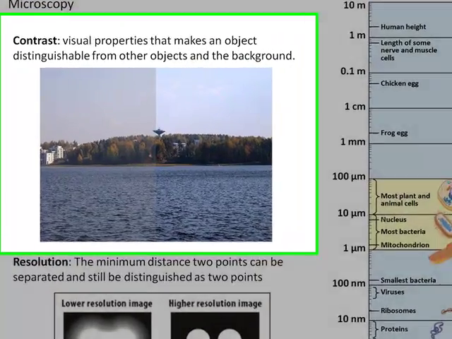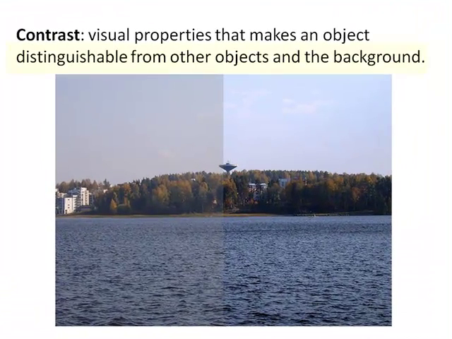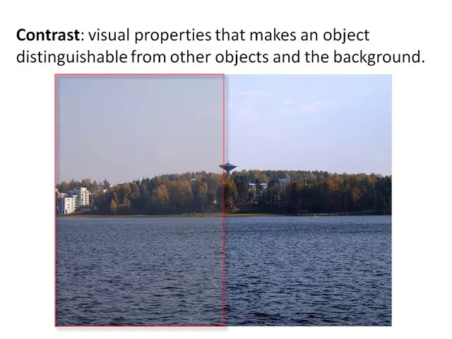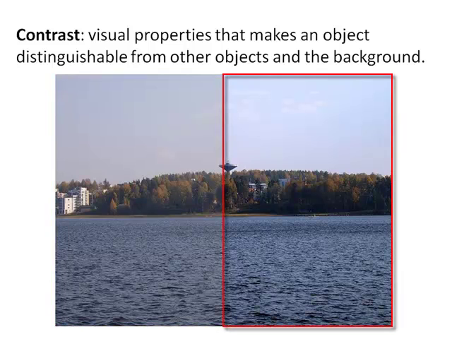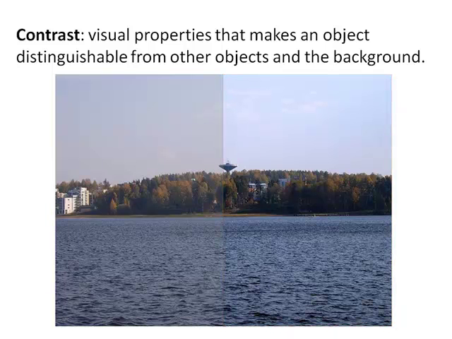Contrast is the relative difference between light and dark. It's the property that allows you to distinguish objects from one another and from the background based on color and brightness. In this image, the left-hand side is at a low contrast and the right-hand side is a high contrast image. You can see that it's much easier to distinguish between objects in the background in the high contrast image.